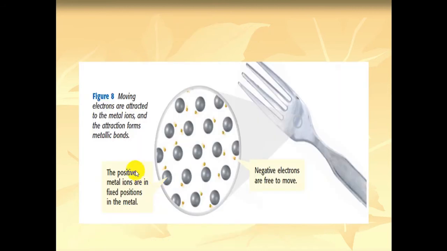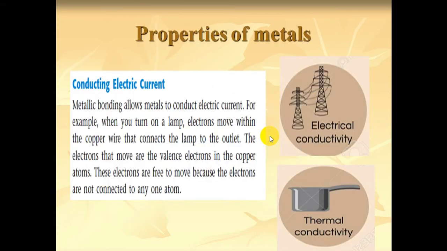The metallic bond, as we see here in the picture, has moving electrons. The yellow balls are for electrons and the grayish atoms are for the metal ions. The metal ion has positive charge, electrons have negative charge. The attraction between them makes the metallic bond. Here the positive ions are fixed in position and the electrons move freely, found inside metals only.